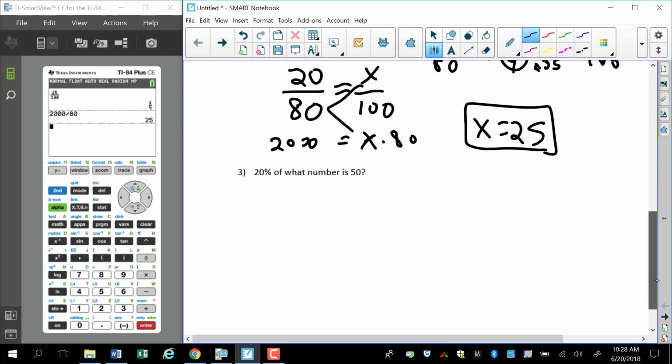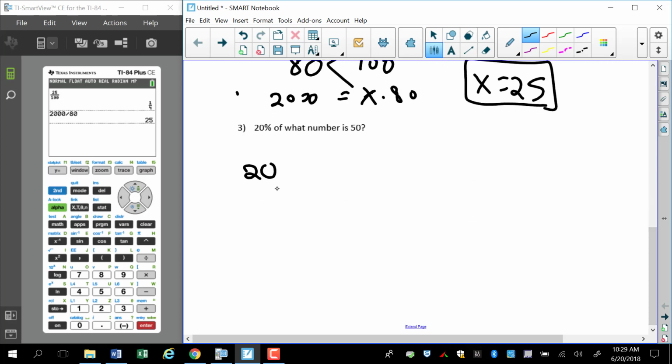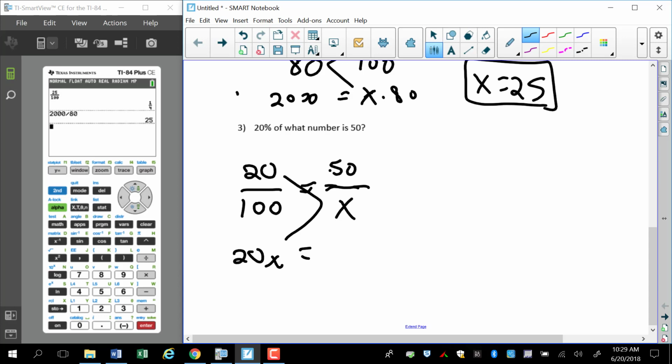What about a problem like this? 20% of what number is 50? Well, it really doesn't change much. We know that 20% is 20 out of 100. Well, we want to get to 50 out of some number, not 100, but 50 out of some number, because it tells us here we have some number. We don't know what that number is. So a lot of ways we can go about this. Again, if you want to go the cross multiplying route, put an x there, 20x equals 5,000, divide by 20, and we get 250.